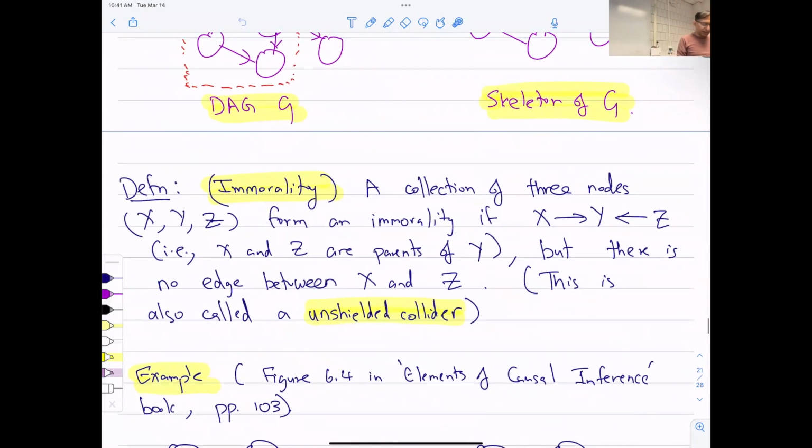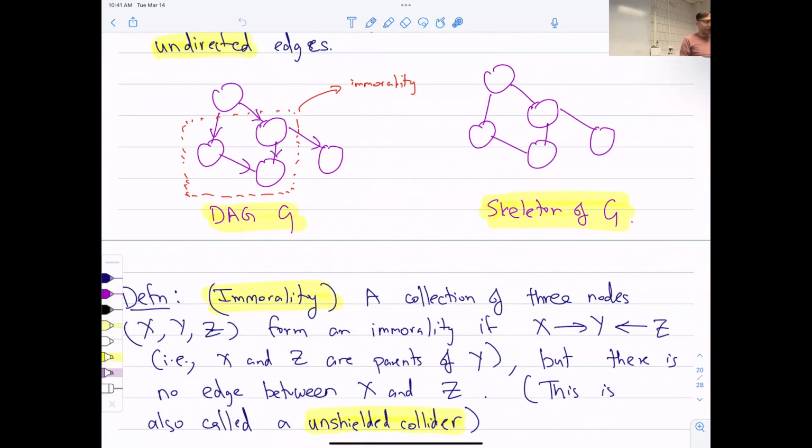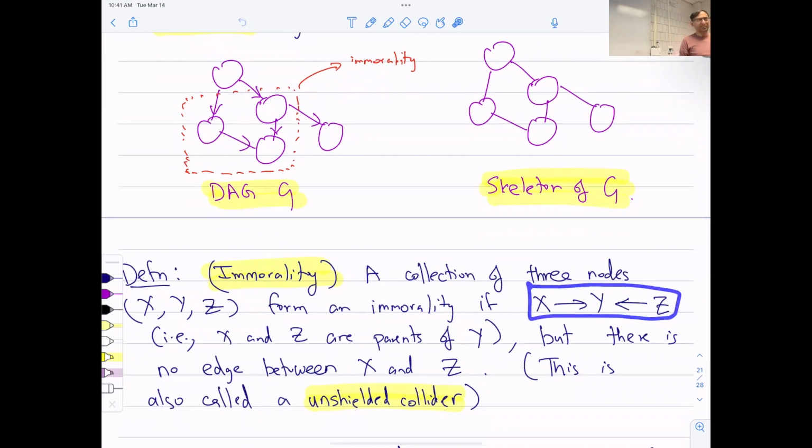Finally, we'll talk about an unshielded collider or an immorality. An unshielded collider is the following structure. If you look at a graph where you find a node and look at its parents, but there's no edge between its parents, then this is called an unshielded collider. It's also called a V structure. These are all the names for this: immorality, unshielded collider, V structure. All these are exactly the same thing.